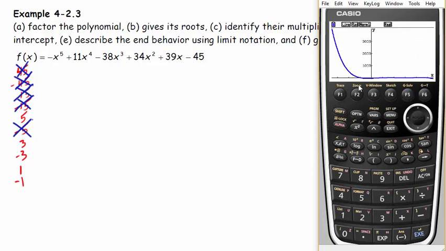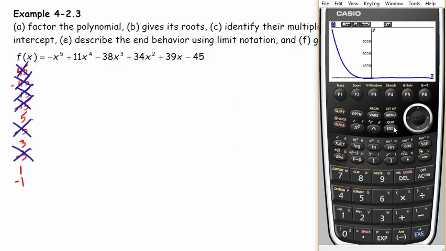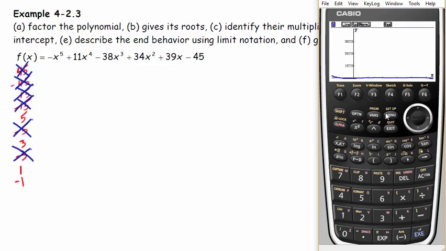Still can't see much, but I can eliminate that negative 3.5. So maybe let's go, what's my next root? Negative 1. So maybe let's go negative 1.5 to 5.5. Alright, now we can see what's going on here.